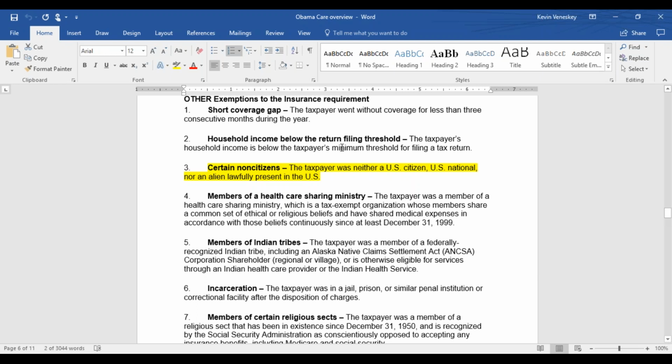If your income is below the filing threshold, you do not have to pay. You're automatically exempt. Even if you still file a return to potentially claim a refund, you will not have to pay the shared responsibility tax.